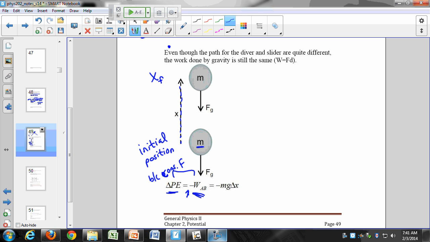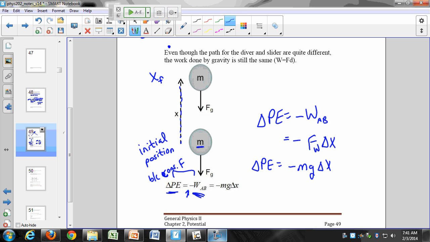Right? Now, delta PE equals negative work from A to B. That is equal to the negative of the force times delta X. This is going to be the force due to gravity, or the force weight. And so I get this expression: delta PE is equal to negative mg delta X. Or more generally, delta PE, the change in the potential energy in this case, is equal to the negative of the work.